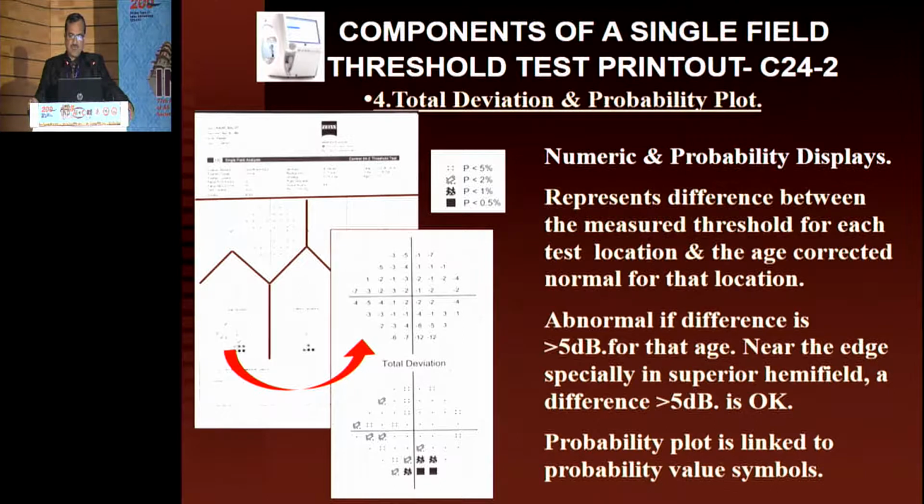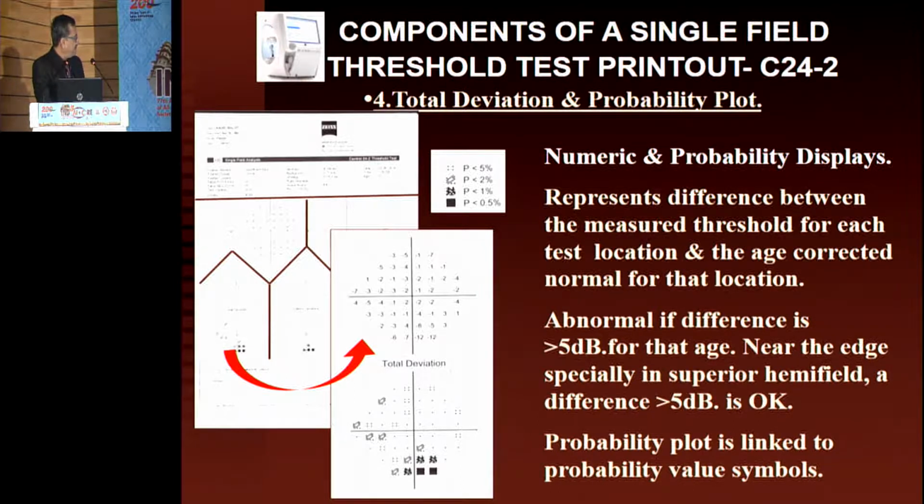It is abnormal if the difference is more than 5 decibels for that age. Near the edge, especially in the superior hemifield, a difference of 5 decibels is considered okay. The probability plot is linked to probability value symbols. What does it entirely mean? What is the numeric display?